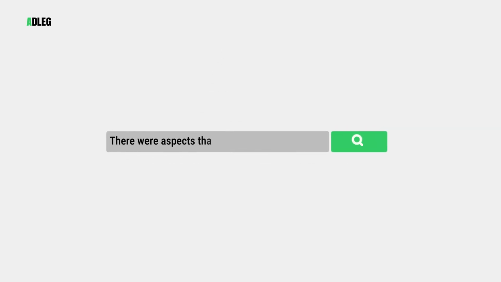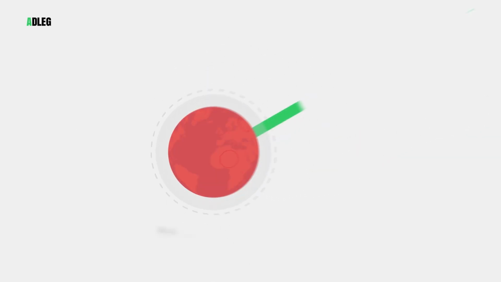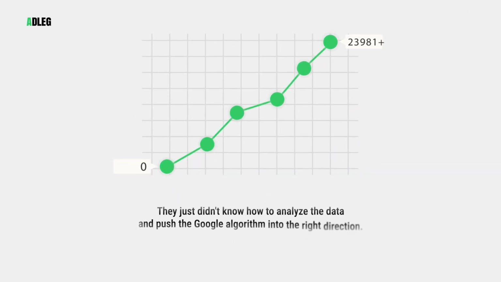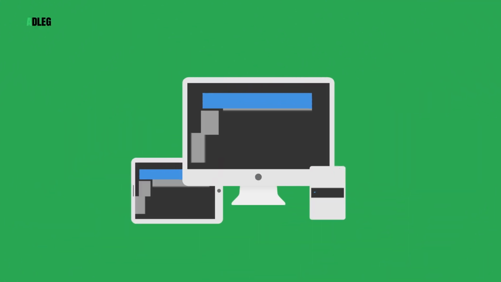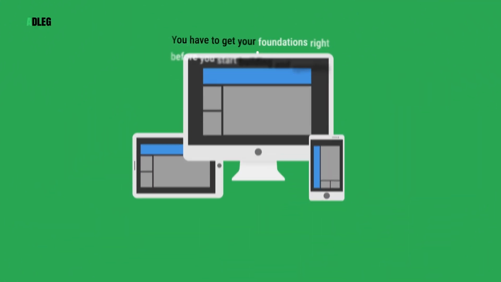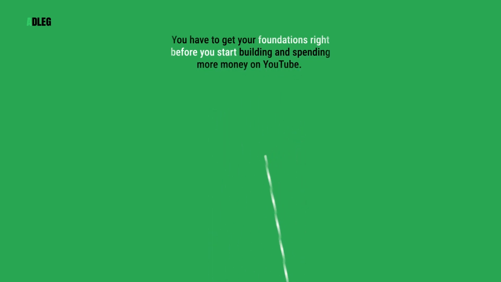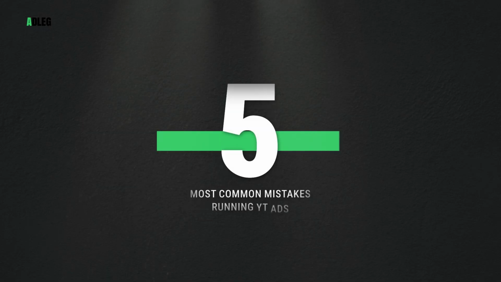There were aspects that were working really well, but they just didn't know how to analyze the data and push the Google algorithm into the right direction. So we just had to take a few steps back and assess what was actually working so that we could optimize the campaigns. You have to get your foundations right before you start building and spending more money on YouTube. So without further ado, let's get into the 5 mistakes.